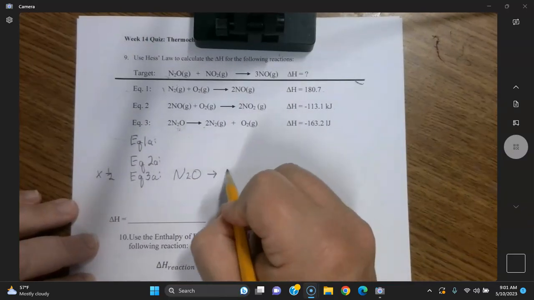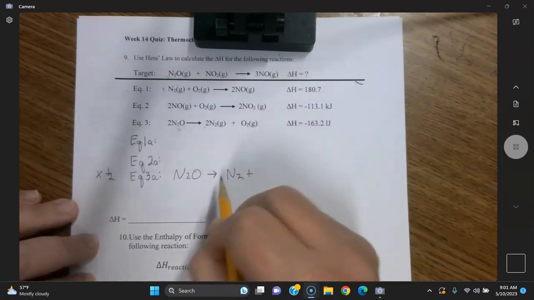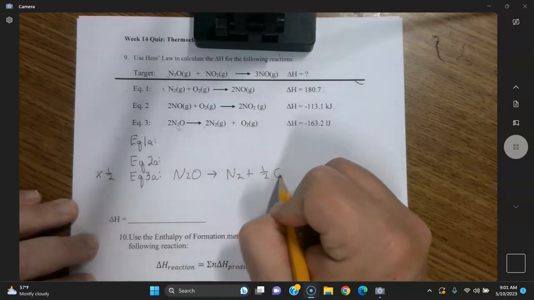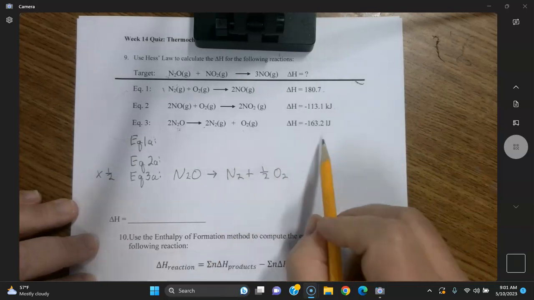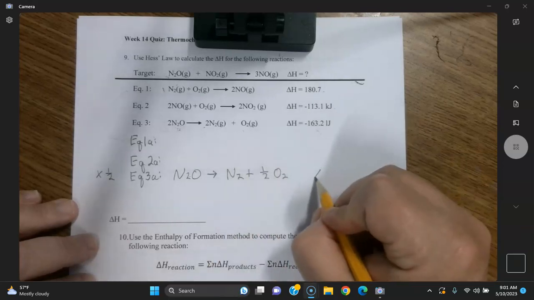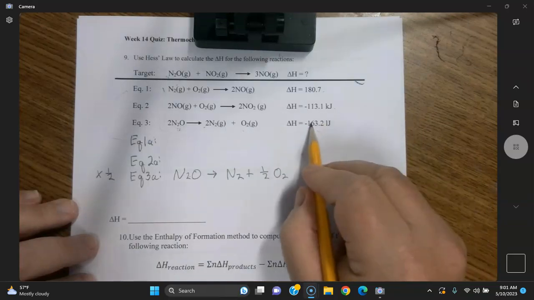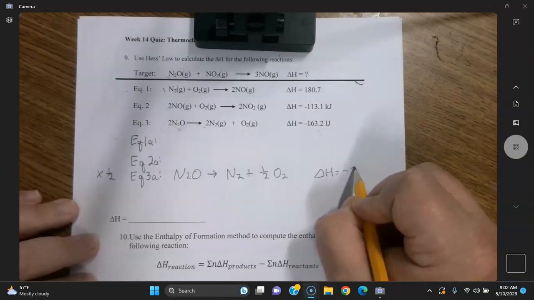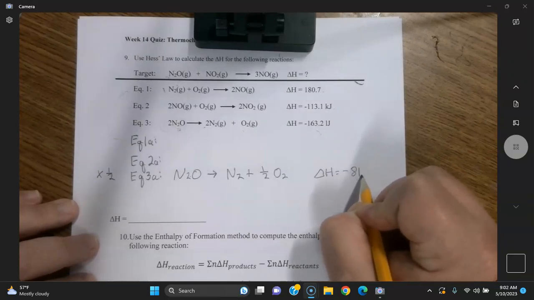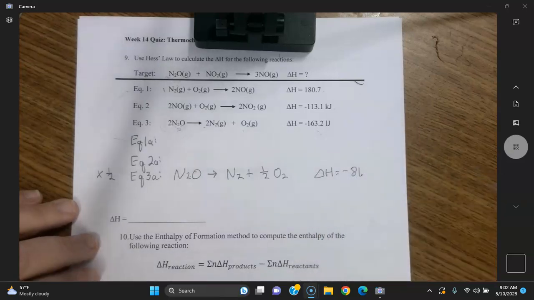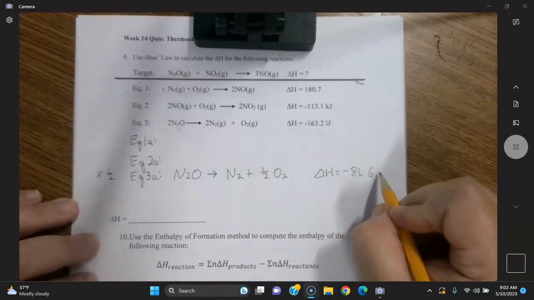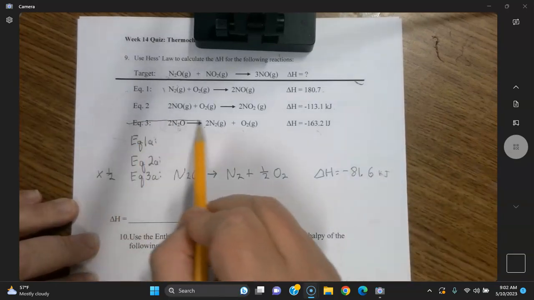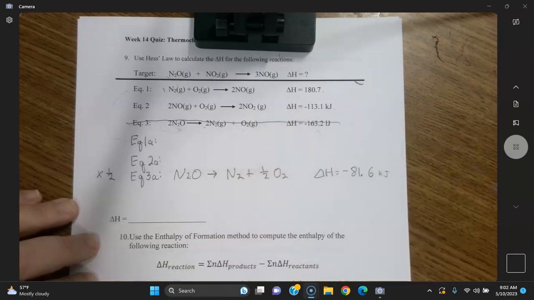2N2, but you multiply that by 1/2, so you get N2, plus O2, you multiply that by 1/2. It's one of the rare times in chemistry where you have fractions as coefficients. Okay, and then you got to multiply this by 1/2, so the delta H is 1/2 of 163, and that's negative 81.6, and it's kilojoules. Okay, so we've taken care of that. So I like to put a line through this and just be sure I know that I've used it, okay?